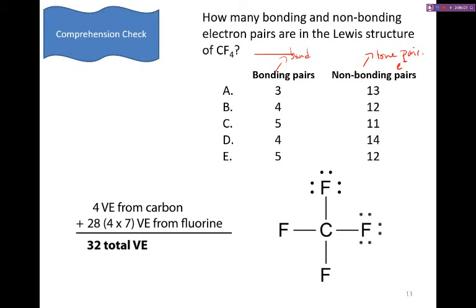Distribute the electrons until they're either all satisfied or you run out. If you have extras, then those go on the central atom. If you count up the electrons, we have 32 represented, and that gives us a total of 4 in bonds and 12 non-bonding pairs.